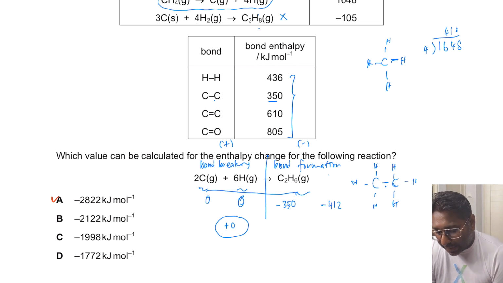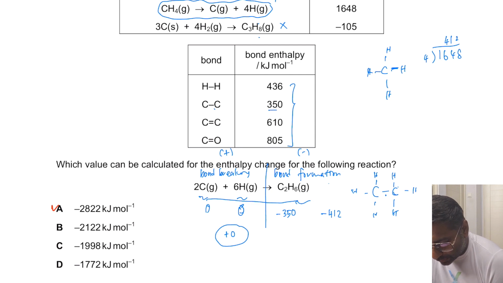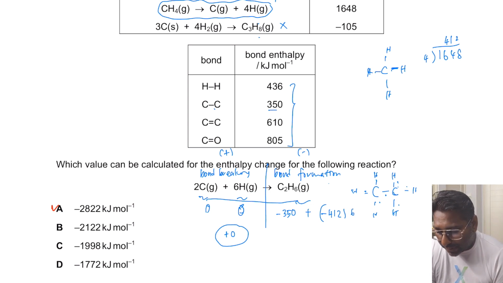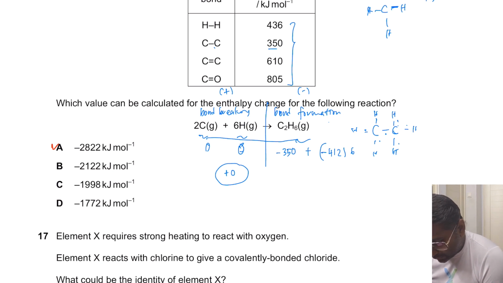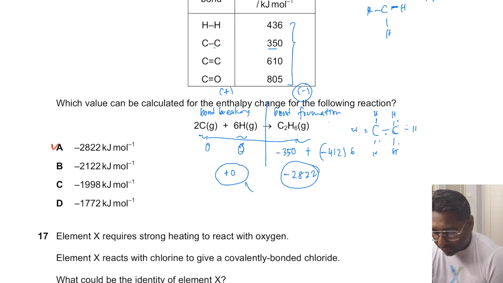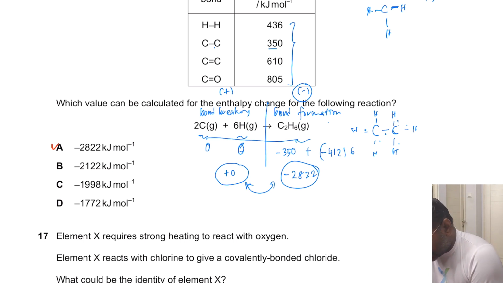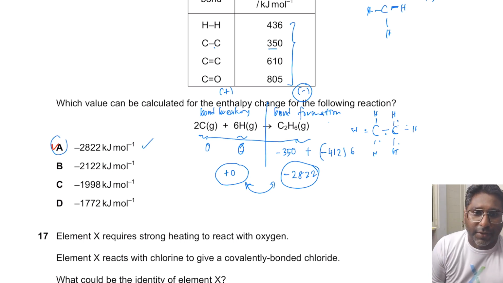Okay, and then how many? You see 1, 2, 3, 4, 5, 6. So it should be 6 times by 6, and then you add. Okay, so let me calculate fast here. 412 times 6, okay, and then I add 350. I will get negative 2822. Why negative? Yeah, it's bond formation. And then to find the overall, it's going to be just add these two, 0 plus negative 2822, and you will get this answer, which is negative. Yeah, that's our answer.